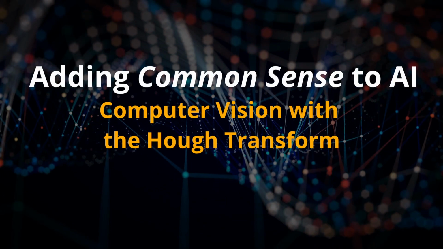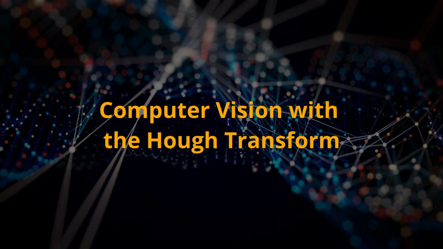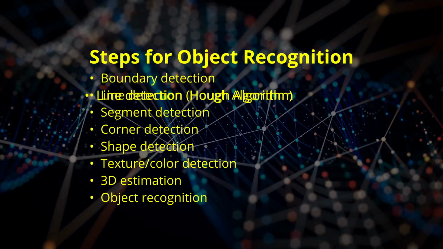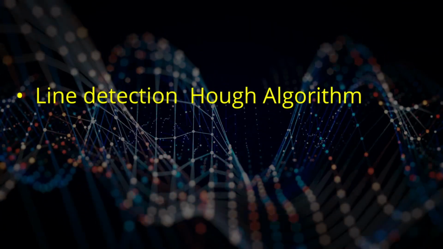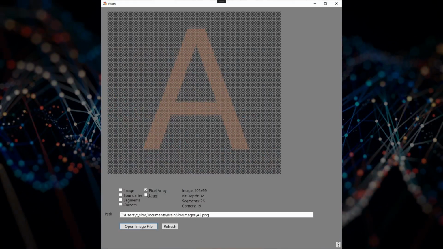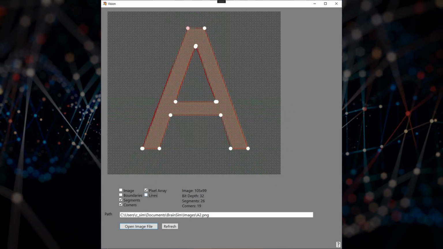Today, we're diving into an incredible tool in computer vision, the Hough transform algorithm. Let's get started. At the heart of computer vision lies the ability to detect shapes from images, and the Hough transform is a powerful technique that helps us do just that.